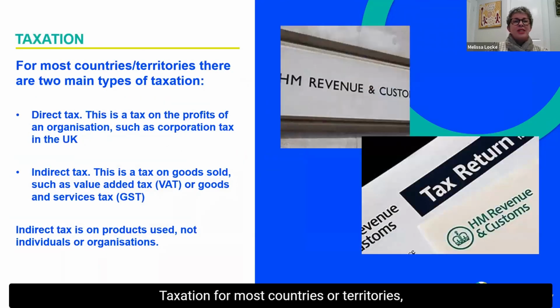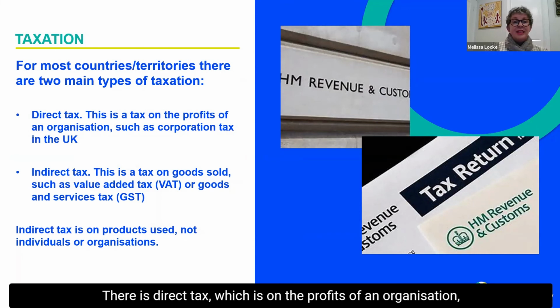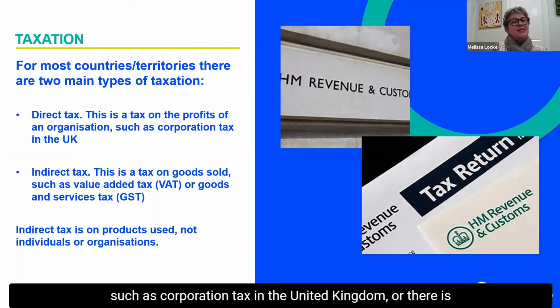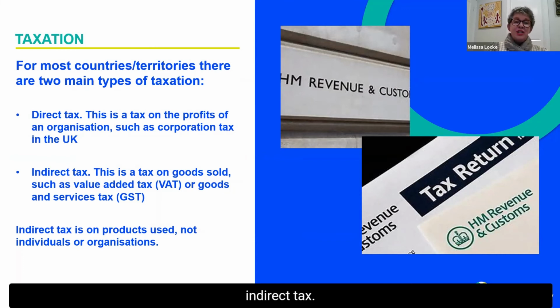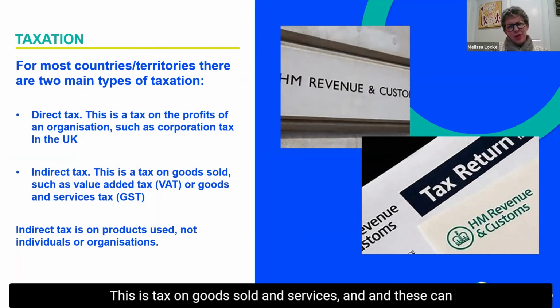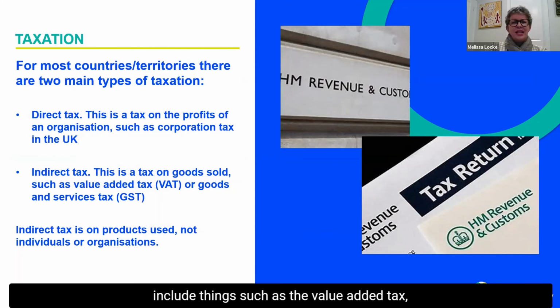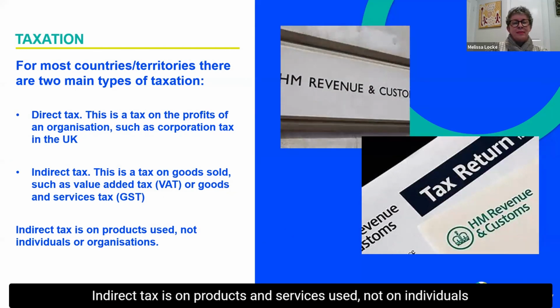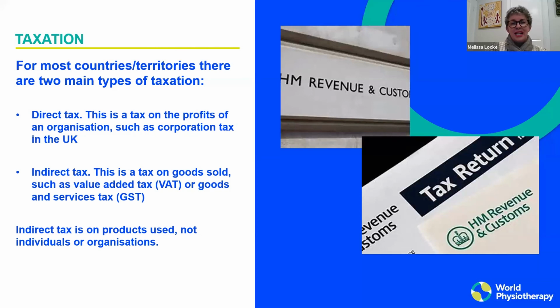Taxation, for most countries or territories, there are two main types of taxation. There is direct tax, which is on the profits of an organisation, such as corporation tax in the United Kingdom, or there is indirect tax. This is tax on goods sold and services, and these can include things such as the value-added tax or goods and services tax. Indirect tax is on products and services used, not on individuals or organisations.